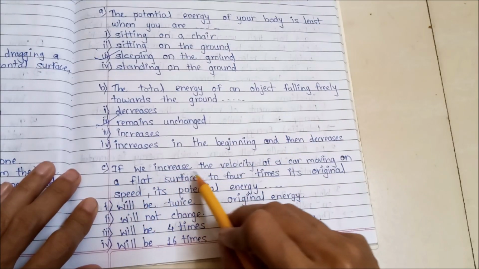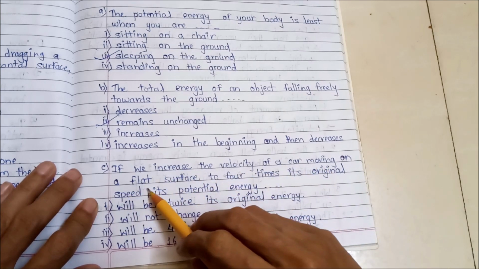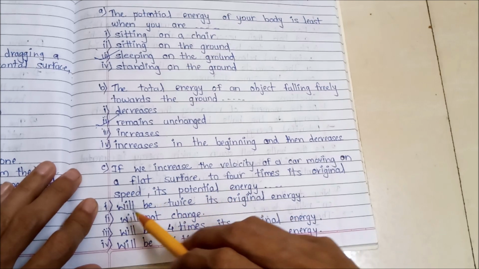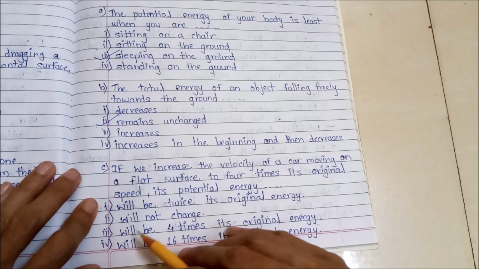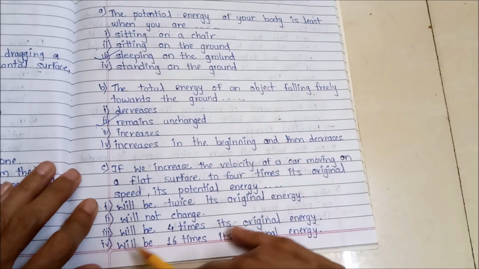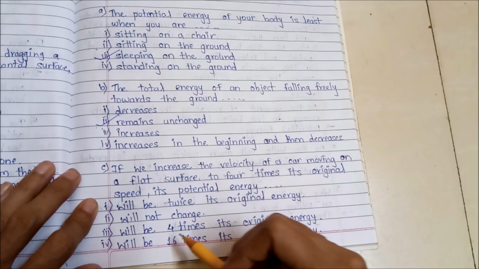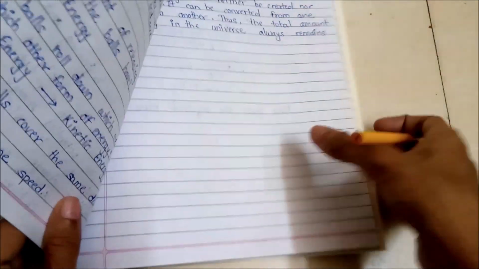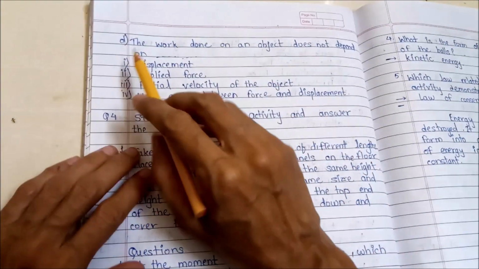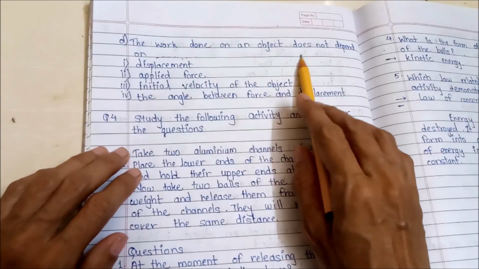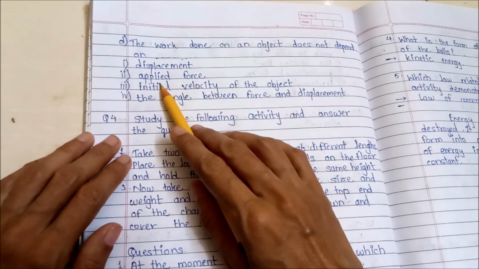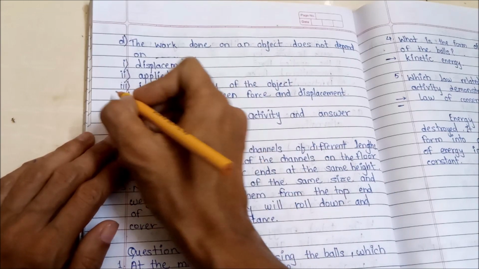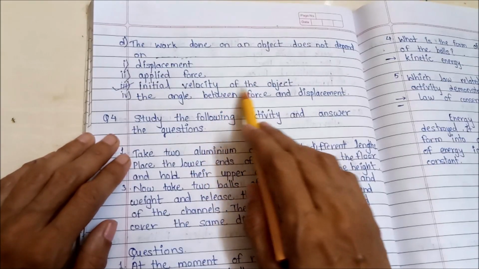C. If we increase the velocity of a car moving on a flat surface to 4 times its original speed, its potential energy will be twice its original energy, will not change, will be 4 times its original energy, will be 16 times its original energy. इसका आंसर है will not change. उसके बाद है D. The work done on an object does not depend on displacement, applied force, initial velocity of the object, the angle between force and displacement. इसका आंसर है initial velocity of the object.